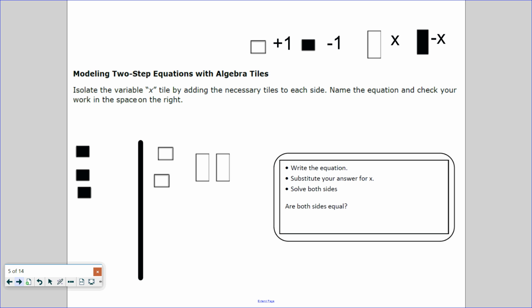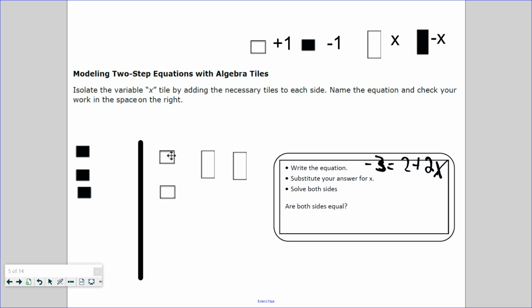Next example. We have negative 3 is equivalent to 2 plus 2x's. Let's model this. I need to isolate these variable x's. What do I need to add in order to isolate these x's? What's the inverse of plus 2? Negative 2. Don't forget to balance it on the other side. So these cancel, zero pairs.